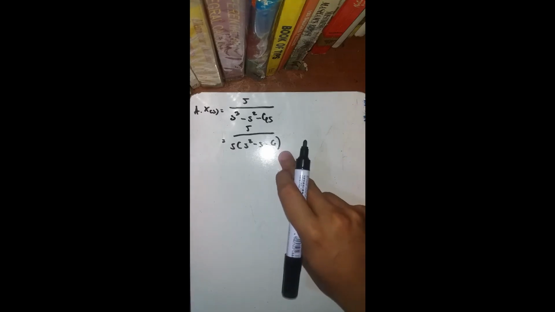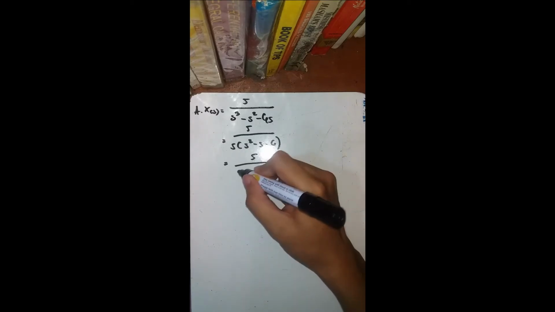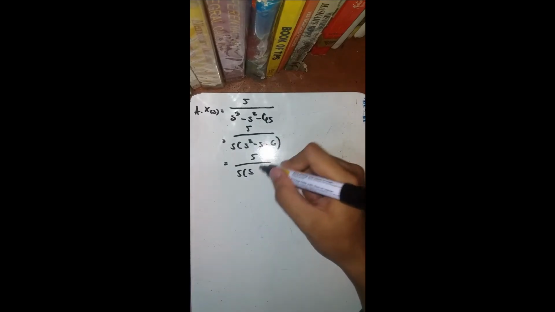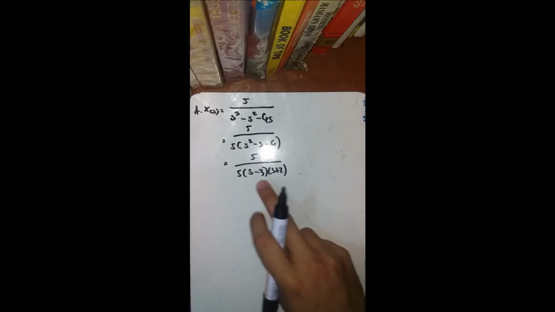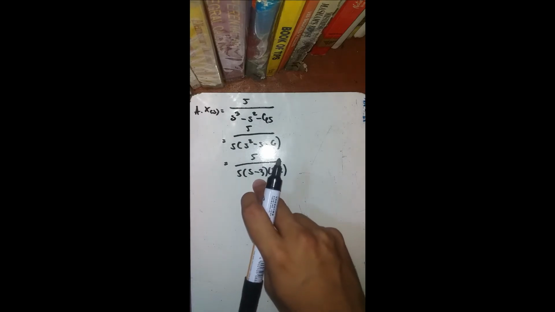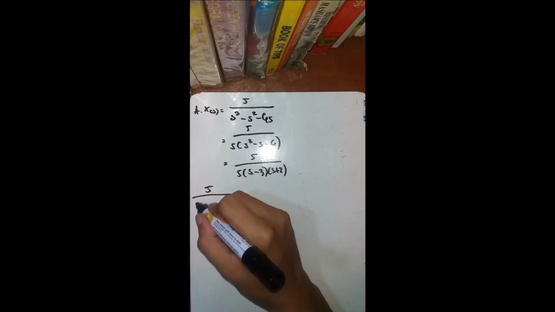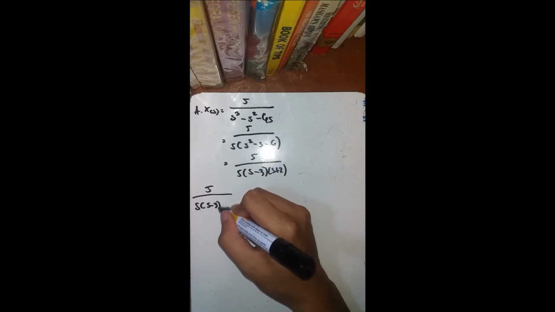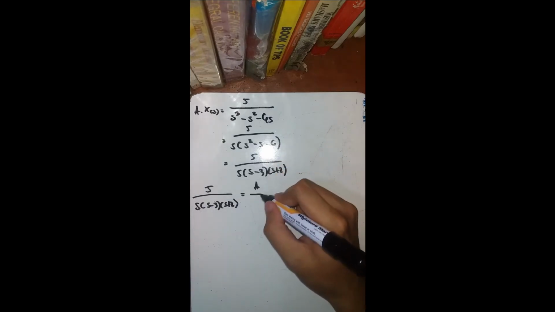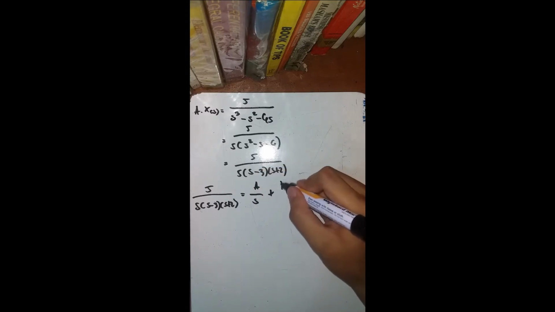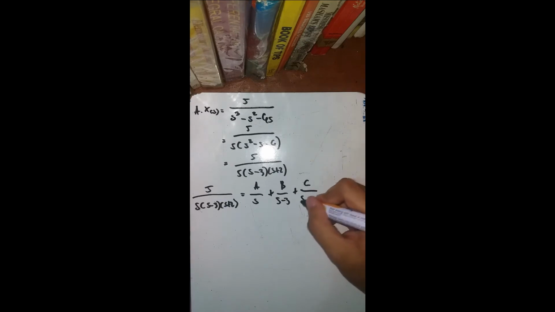Now we're going to simplify this further. Here you can see that this is actually equal to s times (s minus 3)(s plus 2). Now we have your partial fractions. In order to do this, it's 5 all over s times (s minus 3)(s plus 2) equal to A over s plus B over s minus 3 plus C over s plus 2.